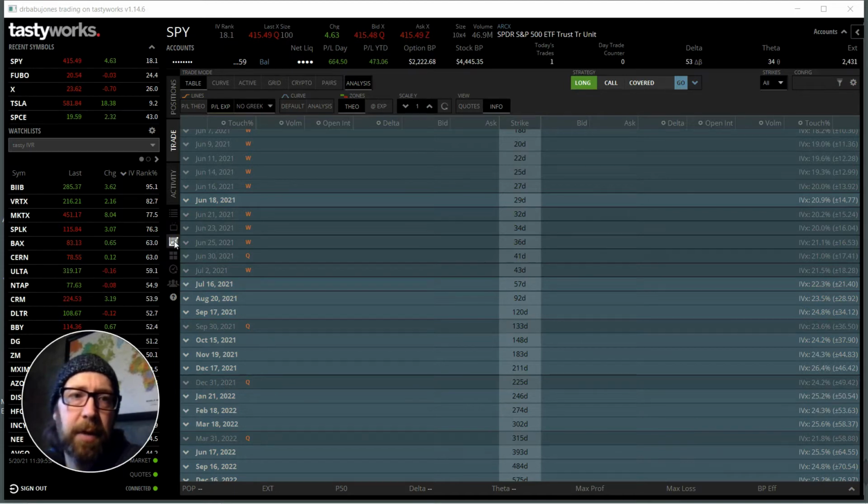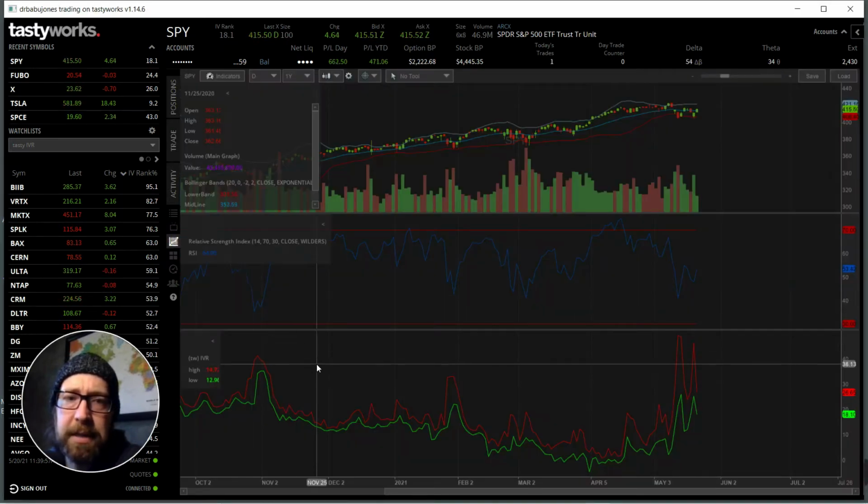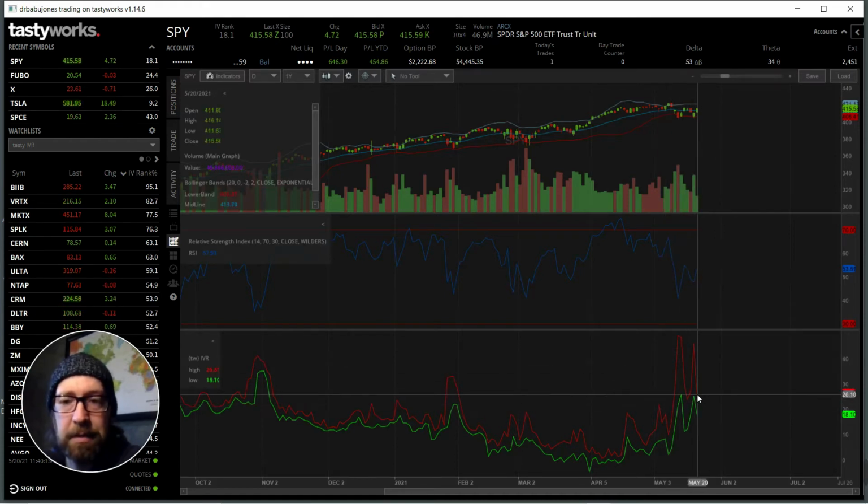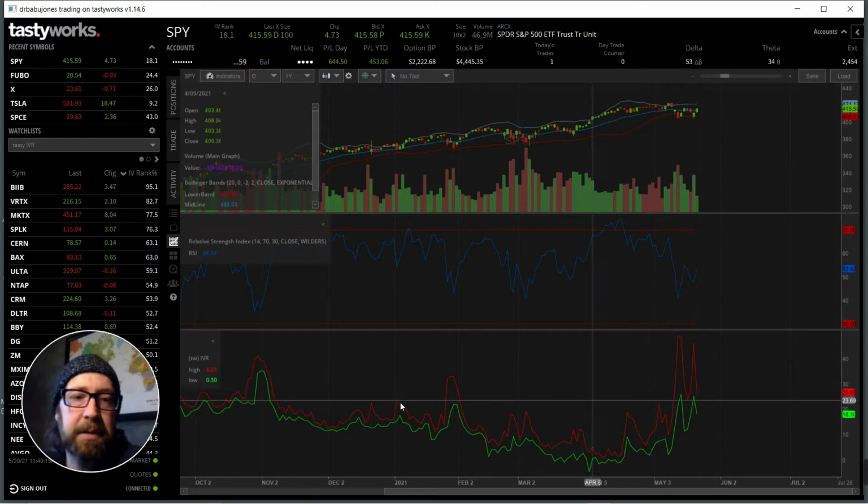And if I look at it graphically, you can kind of see here, right? Back in October, there was a spike in volatility. And then in January, there was a spike in volatility. And actually right now, over the past week or so, there's been a spike in volatility. It's actually come down a little bit, but it's still higher than it's been in the last 6 months or so.